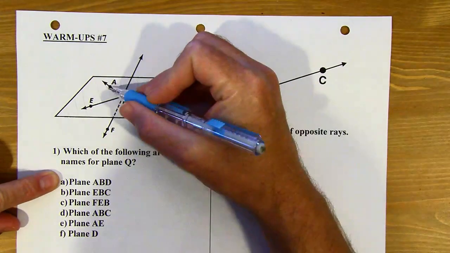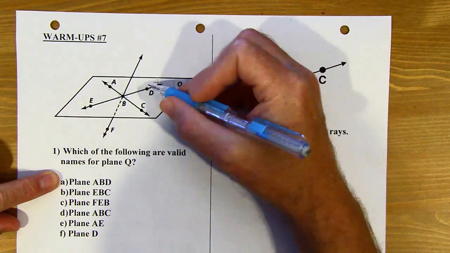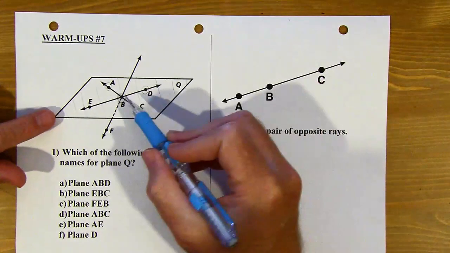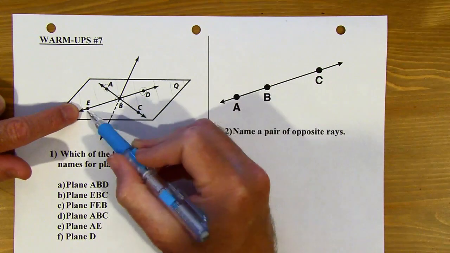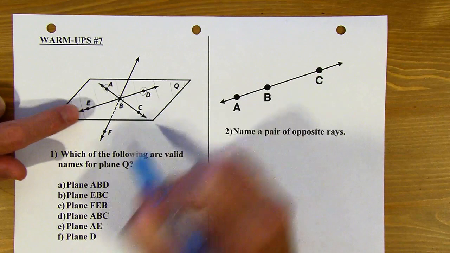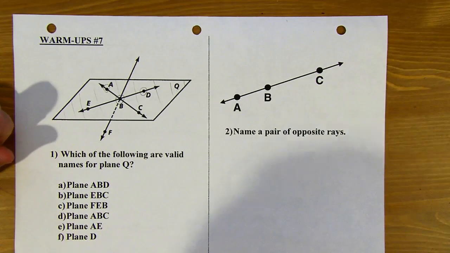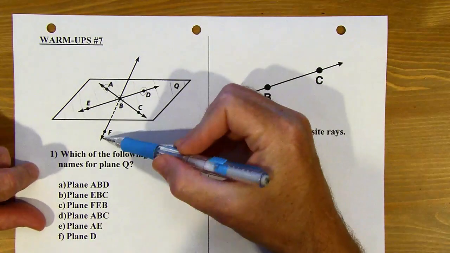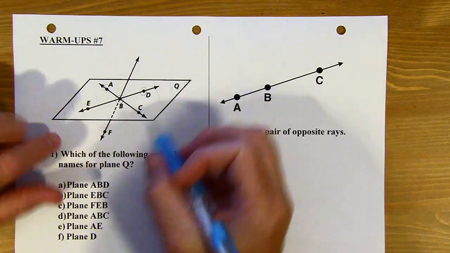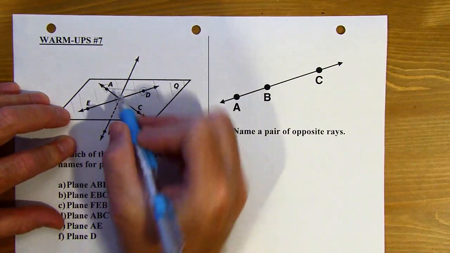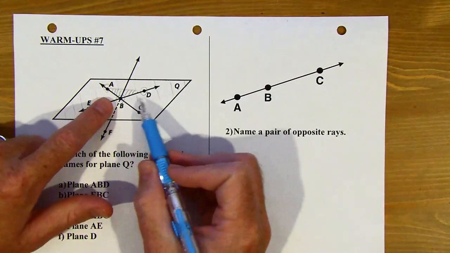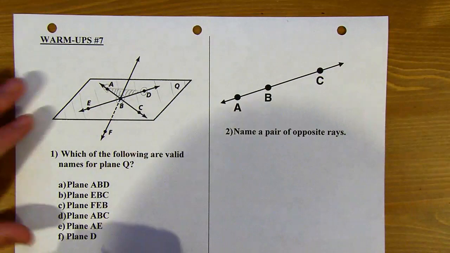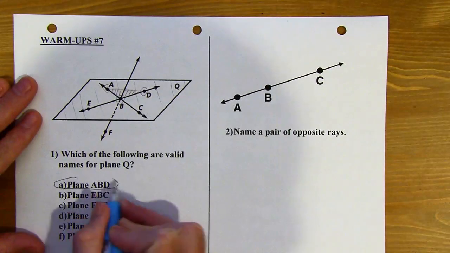Plane A, B, and D. These are all on plane Q. I can see they're all on plane Q because these are solid lines. So that means this line is supposed to be contained in the plane, it's not passing through the plane like this line is. So all 3 of those points are on it. And hey, I can draw a little triangle with that. And this triangle would be a little piece of the bigger plane, right? So I do know that this one does work.